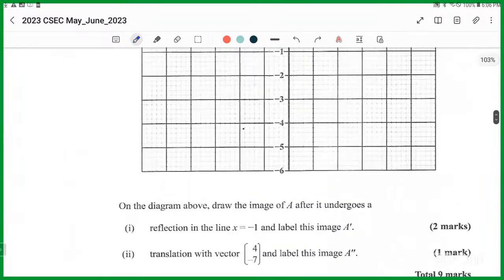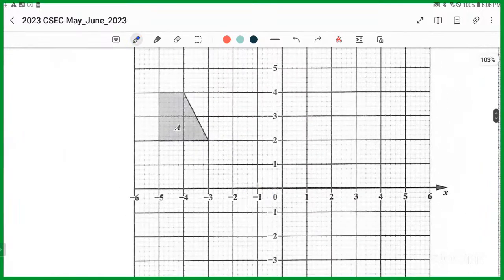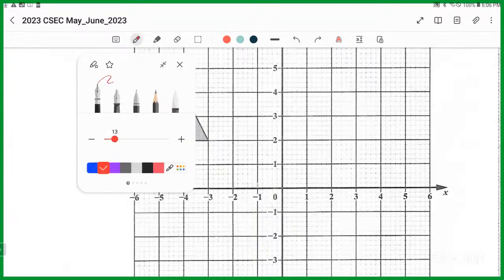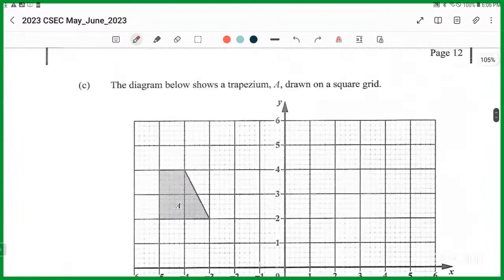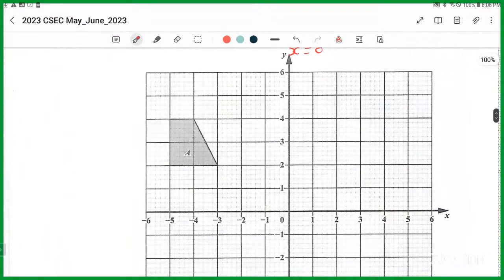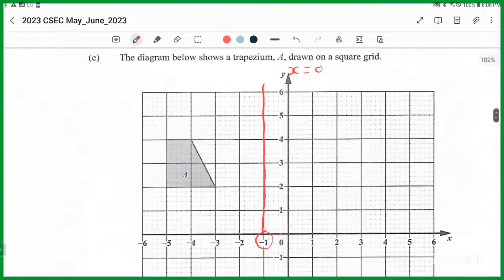x equals minus 1. It's minus 1 here. Remember that x equals minus 1 is a vertical line. We can remember that the y-axis is x equals 0. So x equals minus 1 must be vertical like the y-axis, it just has to pass through negative 1. So this is the line x equals minus 1, a vertical line passing through minus 1. Everywhere on this line, the x is equal to minus 1.